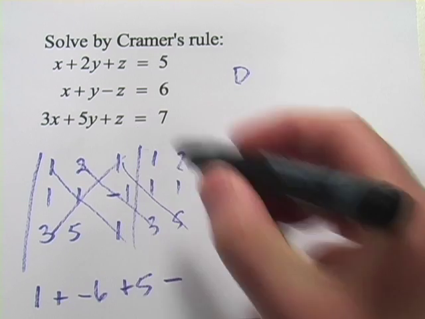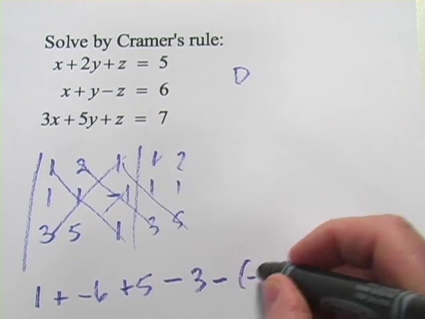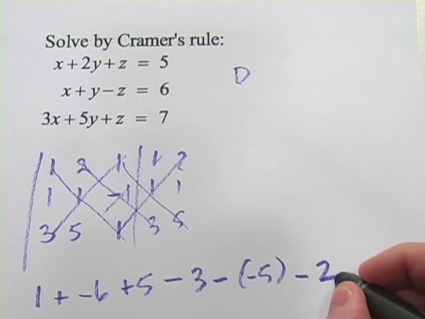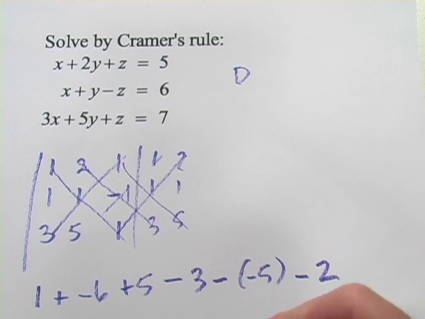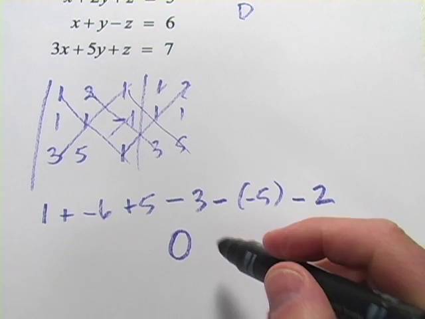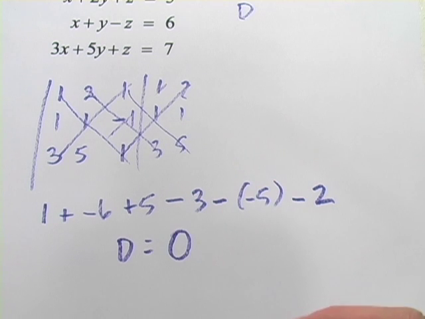So we've got 3 minus a -5 minus 2. So I am getting this coming out to 0. And you might want to double check my work on that. But what happens when big D equals 0? Well, you can't actually use Cramer's rule to figure this out.